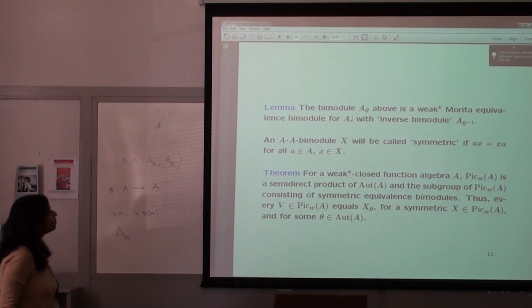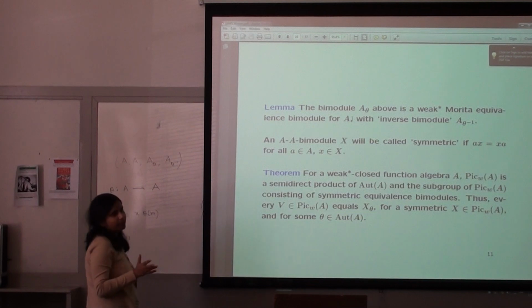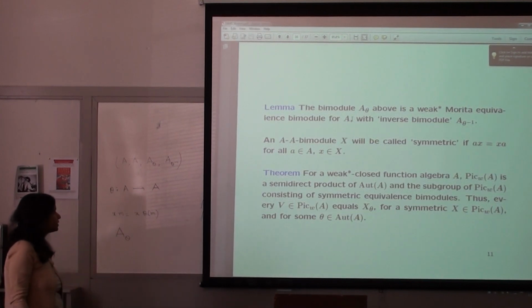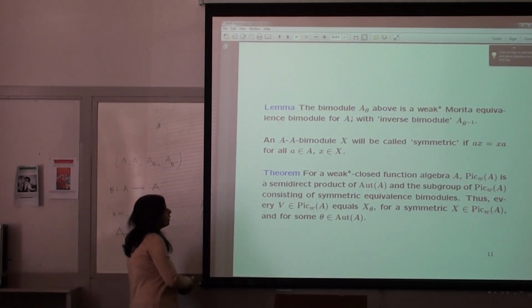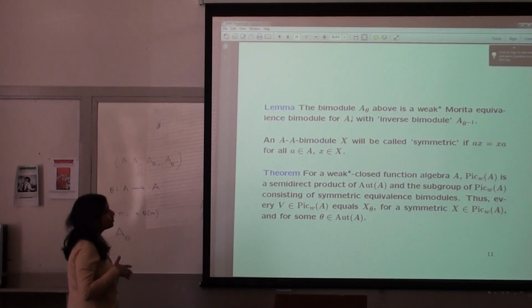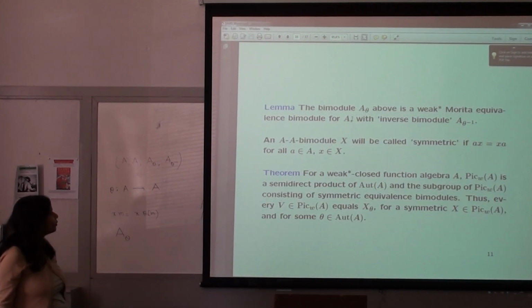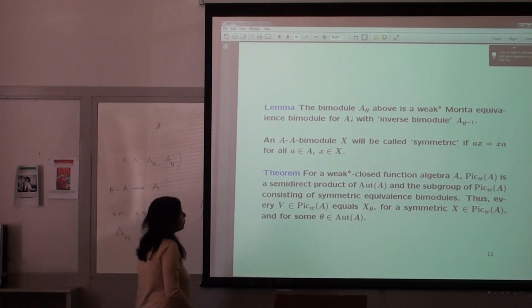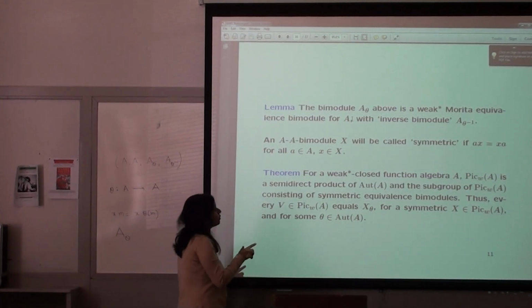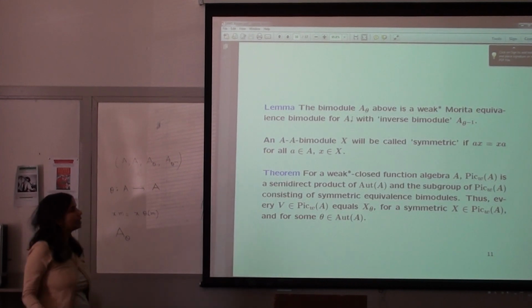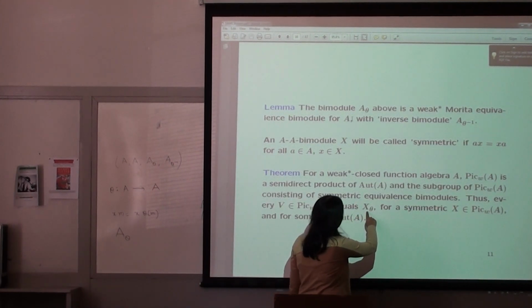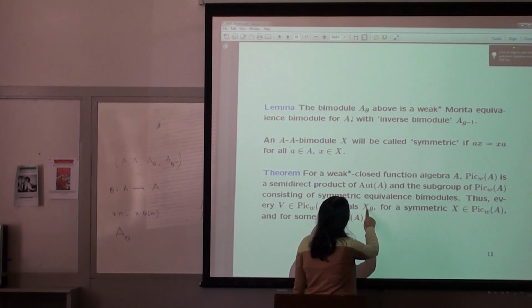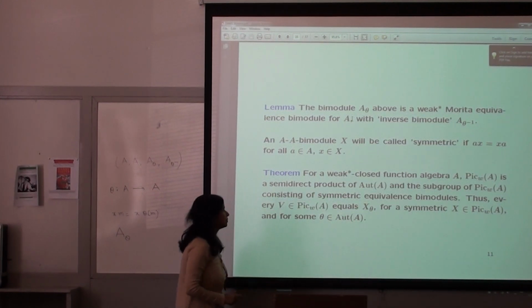Such bimodules will be called symmetric if the left module action and the right module action coincide, which will happen if you look at a function algebra. So this is our theorem for a weak star closed function algebra A. The weak Picard group is a semi-direct product of the automorphism group of A and a subgroup of the Picard group which consists of symmetric equivalence bimodules. So every element in the Picard group can be written as X theta, where X is a symmetric equivalence bimodule and theta is an automorphism of A.